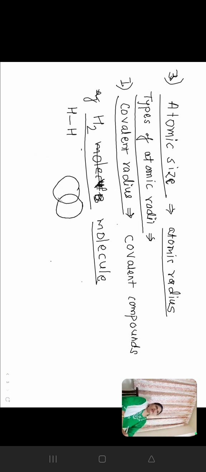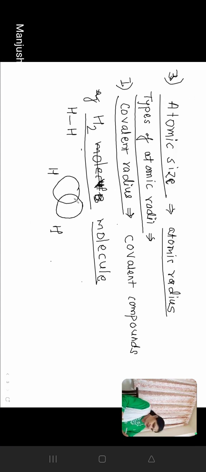Now this is the diagrammatic representation of hydrogen molecule. This is one hydrogen atom, second hydrogen atom. One hydrogen atom is having one electron. Now this dot is an electron, and the second hydrogen atom. Now there is a difference between atom and molecule. Try to understand. If it is single hydrogen, then it is an atom, and H2 is a molecule.